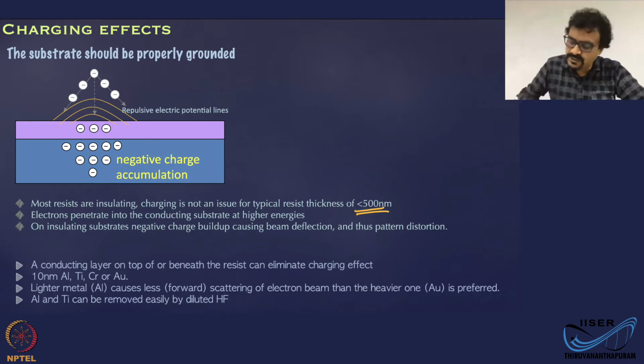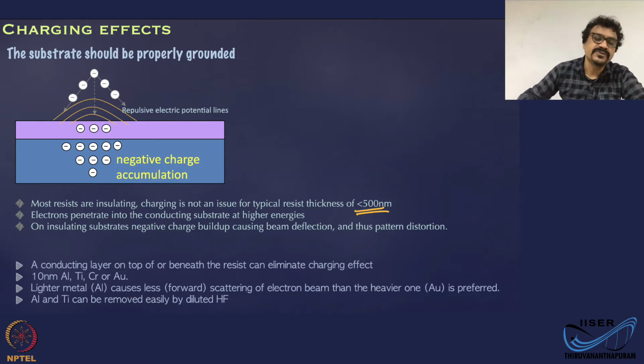Okay, so usually lighter metals are preferred because the heavier elements can interfere with the beam and cause more backscattering. The forward scattering will not be much affected if you have a lighter metal. That is the reason aluminum or titanium or chromium is preferred.